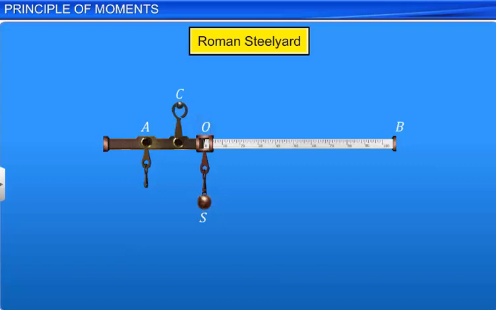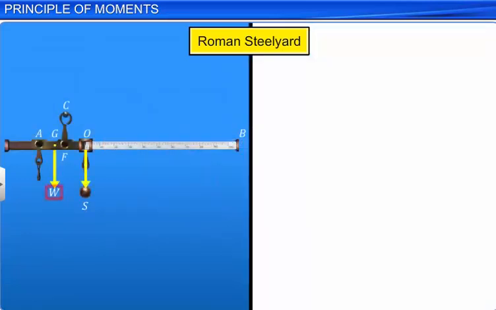In this position, two forces are acting on the beam. The weight W of the beam itself acting downwards at its center of gravity G, and the weight S of the rider at O also acting downwards. The fulcrum F of the system is located at C. Taking the moments of W and S about fulcrum C, we get S into CO is equal to W into CG. Let this be equation 1.